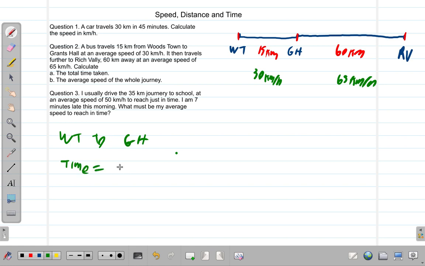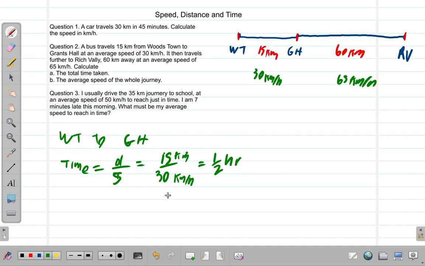Speed is distance over time, so time is going to be distance over speed. So that's distance of 15 kilometers divided by 30 kilometers per hour. 15 kilometers over 30 kilometers per hour. 15 over 30 is half hour. So it's half hour.